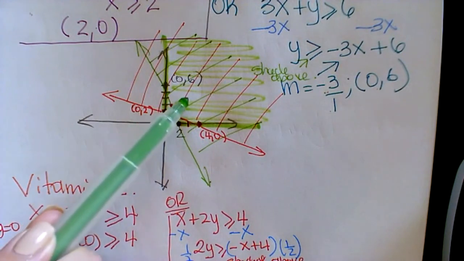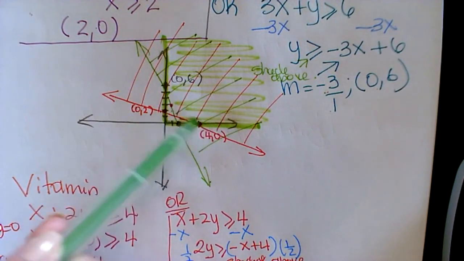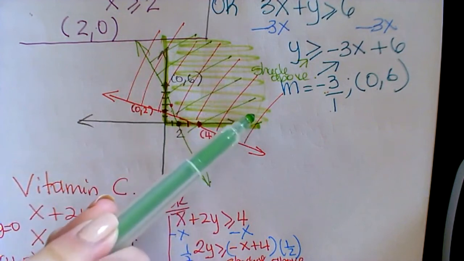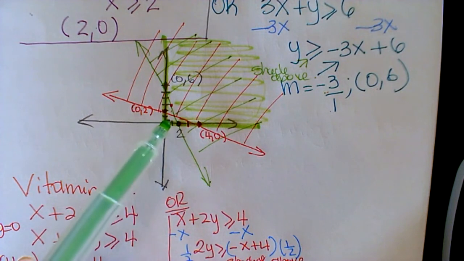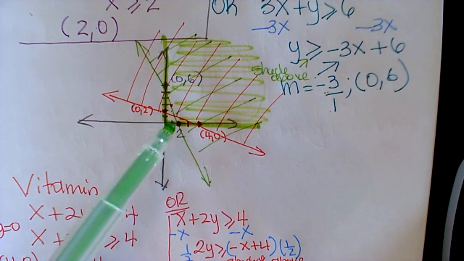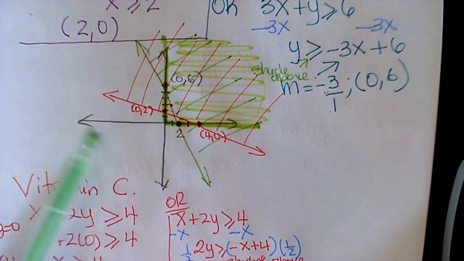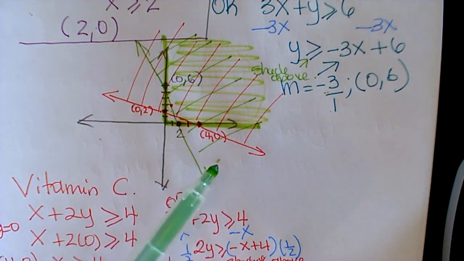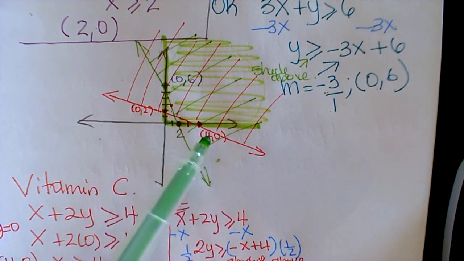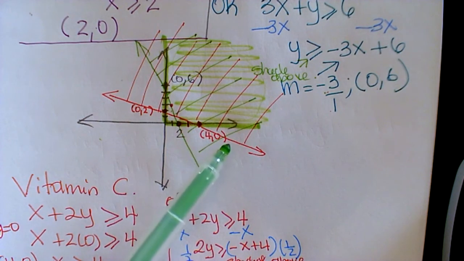Again, in quadrant 1. Why? Because he cannot take negative amounts of either gummies, okay? So we will not even consider the other quadrants. So in a real situation, you're going to need to be mindful of the limitations of the situation you are given. Okay?